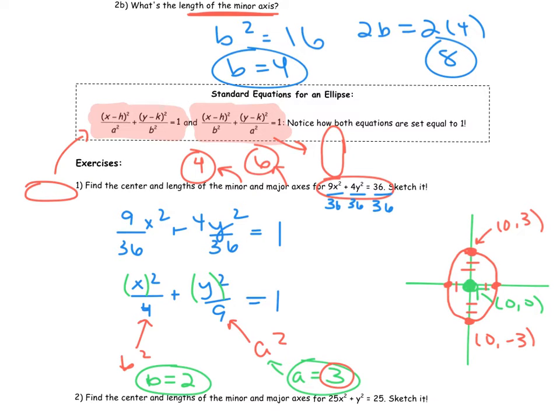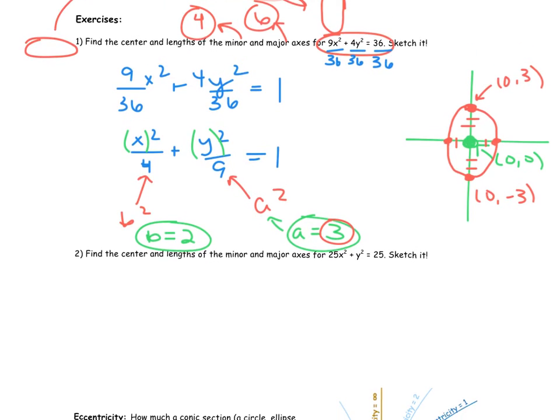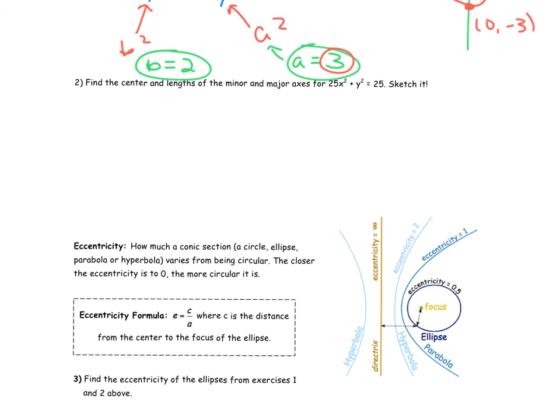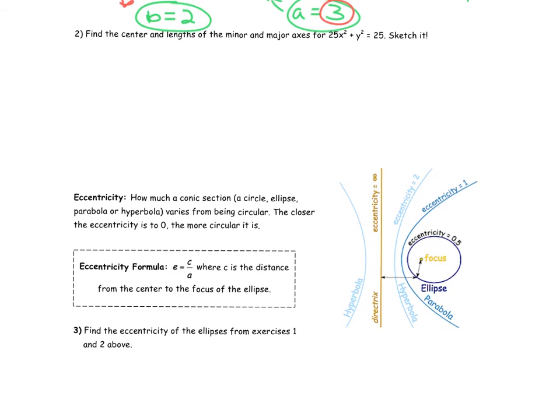And that's it. We did it. We found the center, the lengths of the major and the minor axes, and we sketched it. So we're all set to go. Okay, let's keep going. Again, we're still focusing on ellipses here. We're going to add in some new definitions as well. What would be a math lesson without anything new being taught?